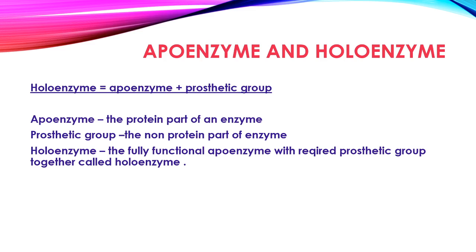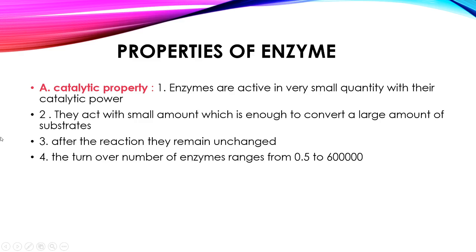So now you know apoenzyme and prosthetic group. What is holoenzyme? Holoenzyme is apoenzyme plus prosthetic group. That means the fully functional apoenzyme together with the required prosthetic group is called holoenzyme.